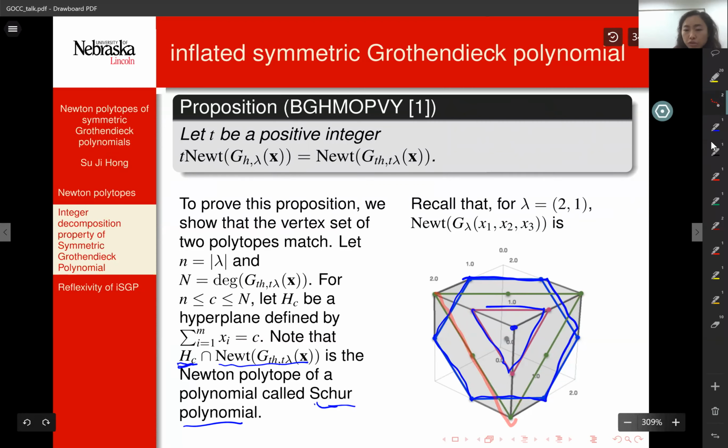And looking at each of these layers, since these are all Newton polytopes of Schur polynomials, we already know the vertices of these. So using that fact, we were able to identify all the vertices of just any inflated symmetric Grothendieck polynomial, and then we just compare the vertex sets for these.